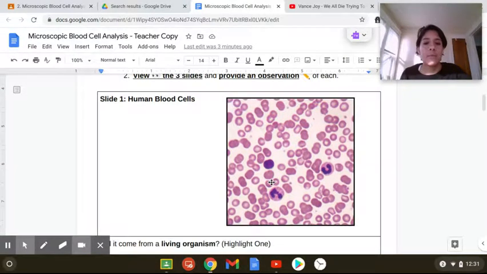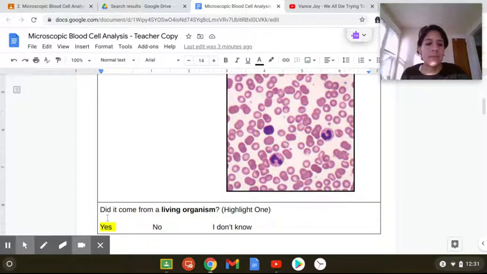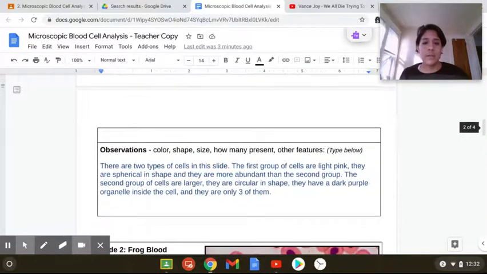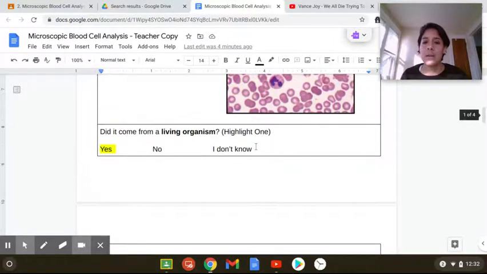So the first thing you're going to want to do is tell me, did it come from a living organism? We did this one in class, and the answer was yes. Human cells do come from living organisms because humans are living. So then you would describe what you see here. And so in your observations for that slide of the human cells, you're going to think about color, you're going to think about shape, you're going to think about size, how many are present, and other features you might see here.